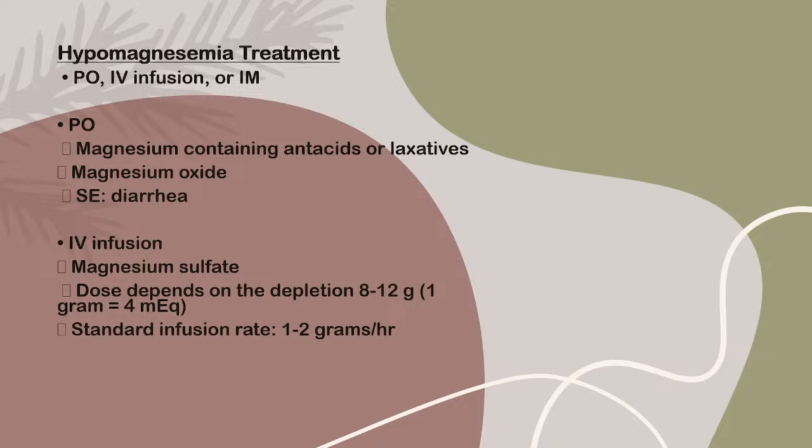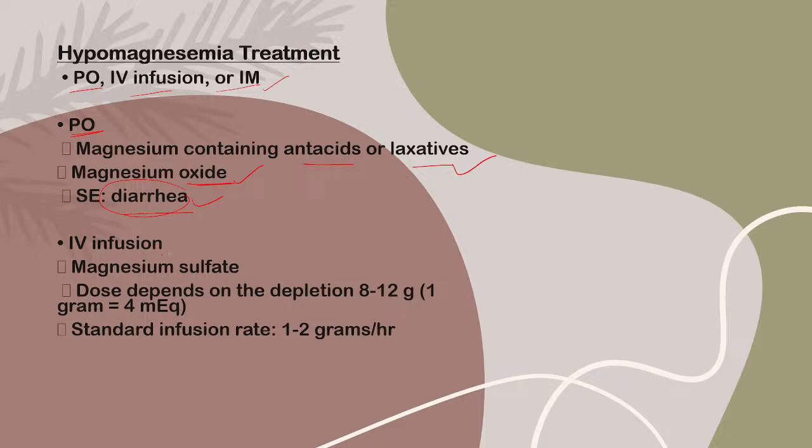Then hypomagnesemia treatment: we can give either peroral or sometimes IV infusion or IM. All right. So in case of peroral treatment, we will give magnesium-containing antacids or laxatives, and magnesium oxide is given, but there is a side effect, that is diarrhea. So oral magnesium or magnesium supplement intake causes diarrhea.